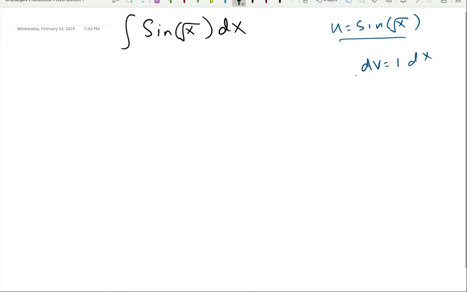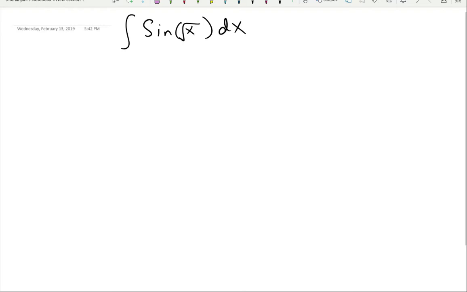Well, both of them are easy choices. I mean, if you integrate dv, which is 1, you get x, right? You can differentiate sine square root x, but think, why can't you proceed from here? Try to use the formula and see what's going on there. But okay, I already said that doesn't work.